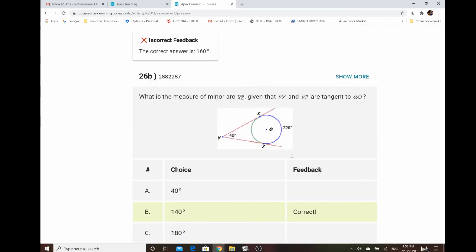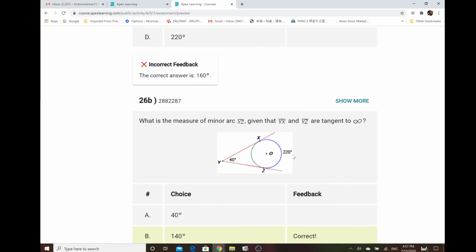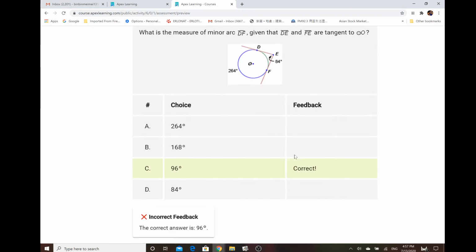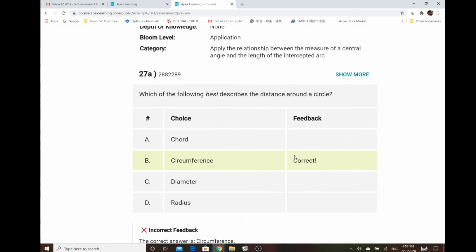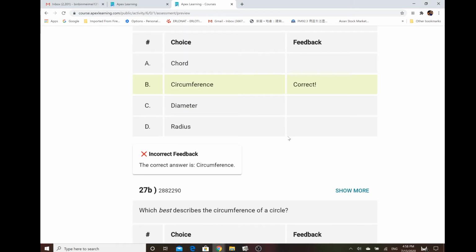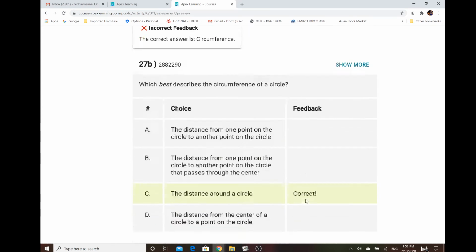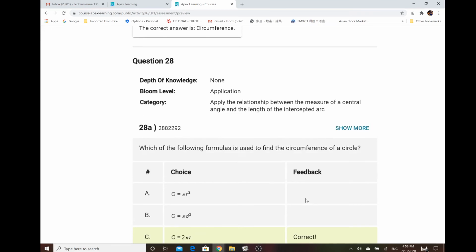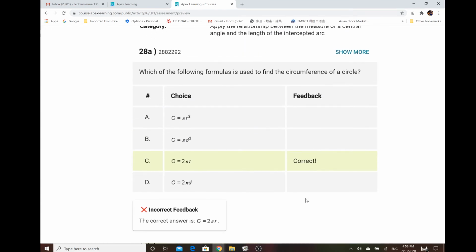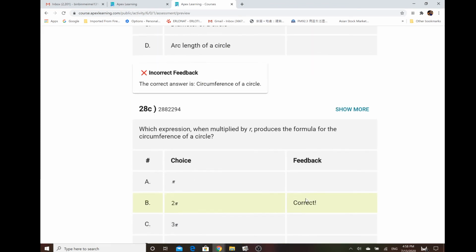Okay, so going back to what we found here, 160. The next two problems are quite similar. Number 27: which of the following best describes the distance around a circle? That's the circumference. The way to find the circumference of a circle is 2 pi r, or pi times the diameter. For number 28, 2 pi r. Which expression, when multiplied by r, produces the formula for the circumference of a circle? Multiply by 2 pi.